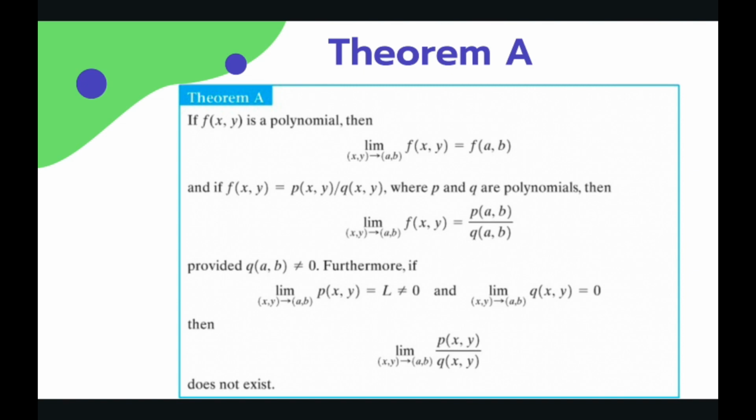This holds provided q(a, b) is not equal to 0. Furthermore, if the limit as (x, y) approaches (a, b) of p(x, y) is equal to L and not equal to 0, and the limit as (x, y) approaches (a, b) of q(x, y) is equal to 0, then the limit as (x, y) approaches (a, b) of p(x, y) over q(x, y) does not exist.